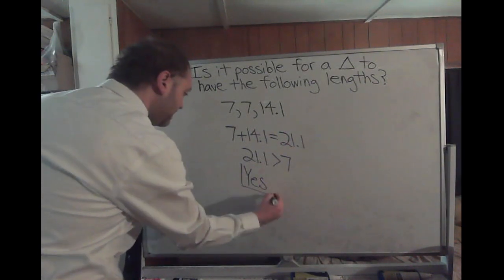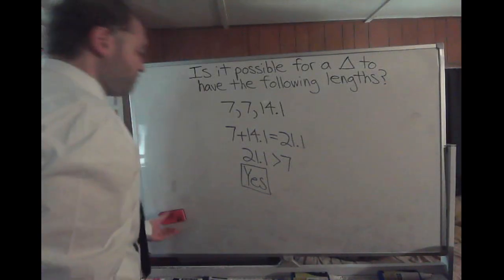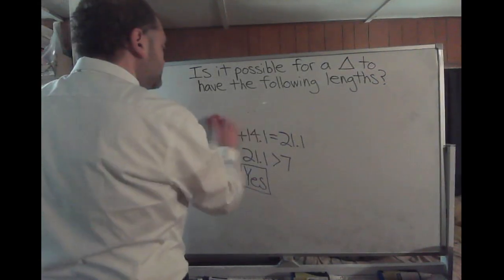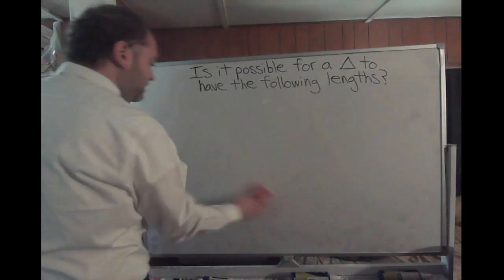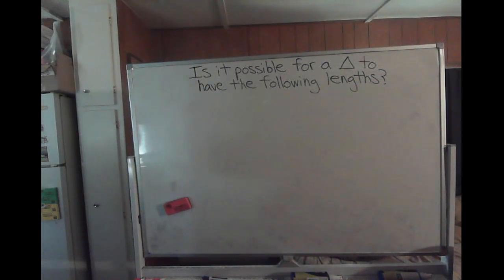It's entirely possible to have a triangle with those lengths. So this is all the Triangle Inequality Theorem is saying. It's actually not that bad once you understand it.